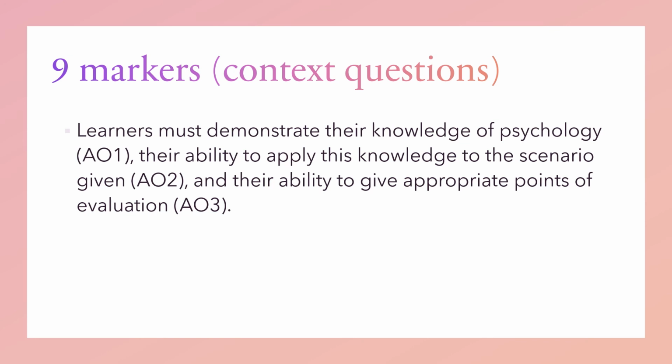Our AO2 bit is the context. So it's applying our knowledge that we've stated in the AO1 to the scenario. So you need to specifically name Leo and Maria. If you don't make it specific, then you don't get any AO2 marks. And then for the AO3, you're using an evaluation. So you can either write 2 PEELs or 1 PEEL in a lot of detail, and that should probably get you the 3 marks. So 3 marks for AO1, 3 marks for AO2, 3 marks for AO3.